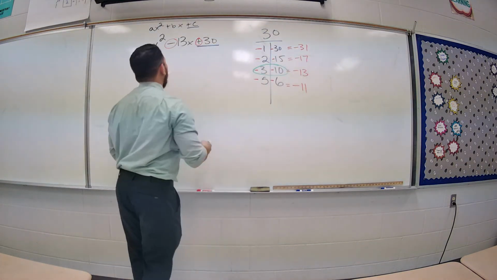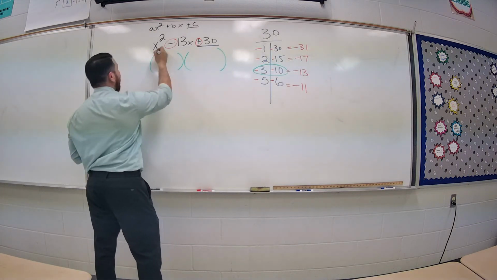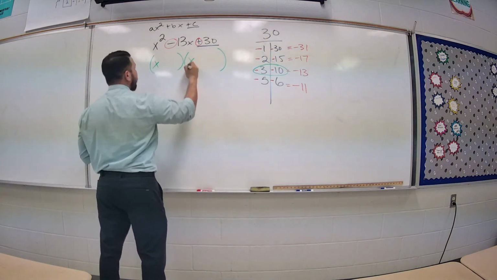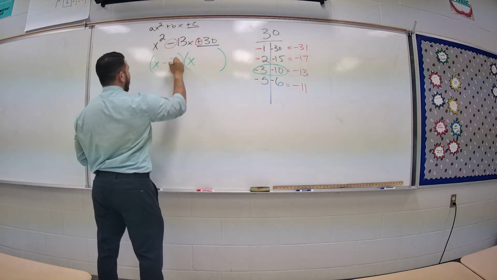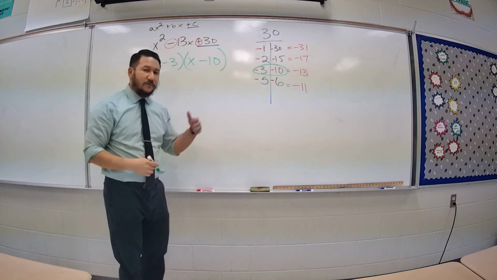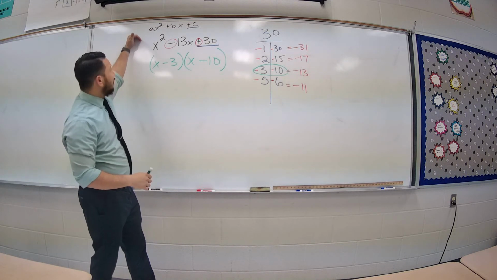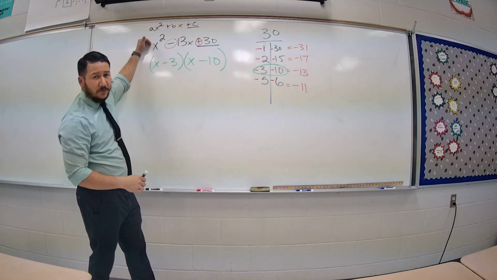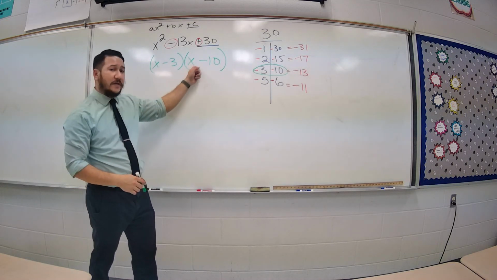So now I'm going to rewrite my factors. I'm going to put my x in each one, so x times x is x squared. And then I'm going to write down my factor set. So the factored form that's equivalent to our original expression here is x minus 30 times the quantity of x minus 10.